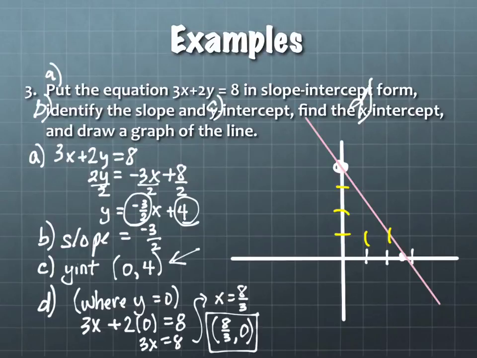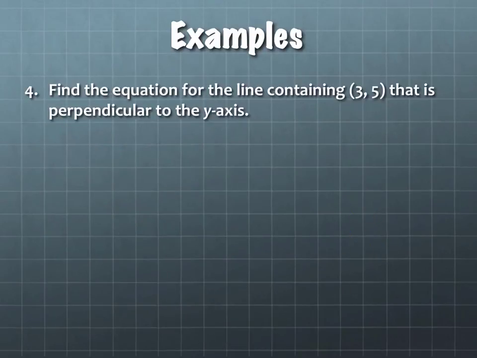We have time for the last one because it's faster. You guys ready? All right, number 4. Find the equation for the line containing 3, 5 that is perpendicular to the y-axis. So we can think and reason through this if you'd like, but I'm kind of a fan of drawing the picture that it's already describing, and then the thinking and the reasoning will be much faster. Sound good?